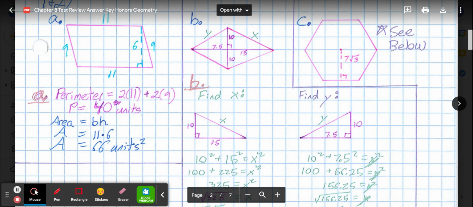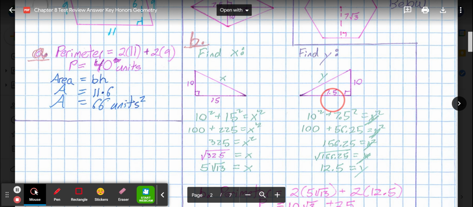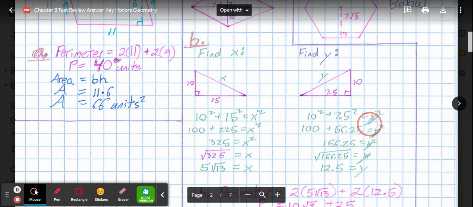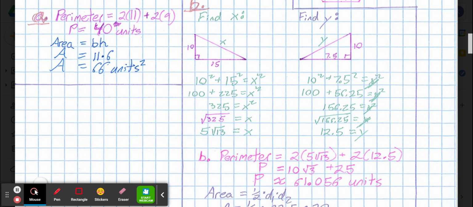For Y, we're looking at this upper left right triangle. So we have legs of 7.5 and 10, trying to find the hypotenuse of Y. So 10 squared plus 7.5 squared equals Y squared. So we know 156.25 is Y squared. So Y is the square root of 156.25, which is 12.5. So now we know X and Y.